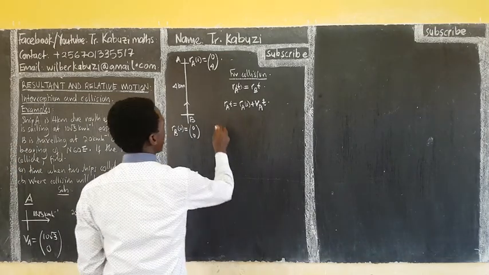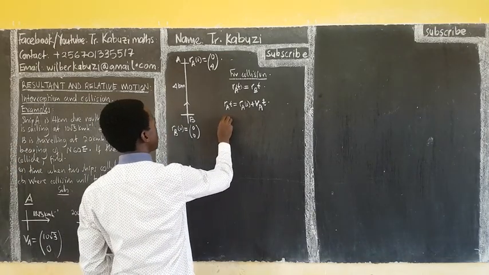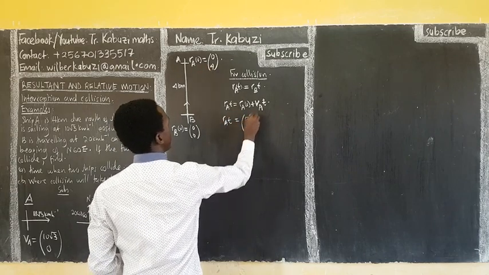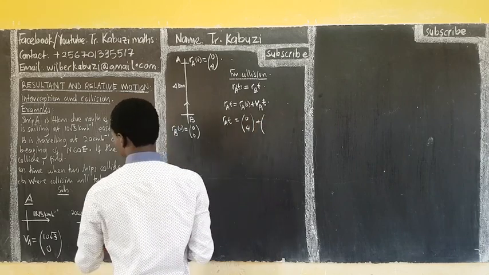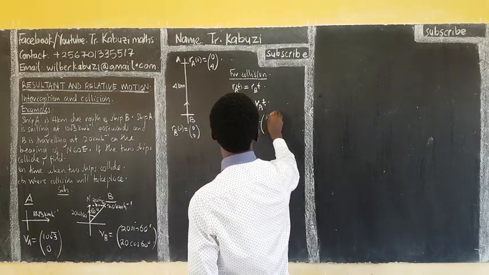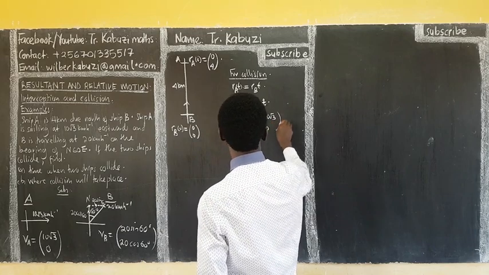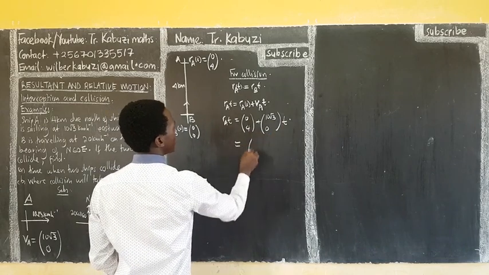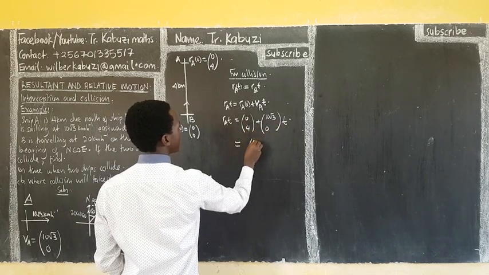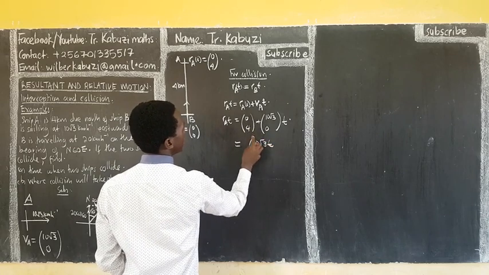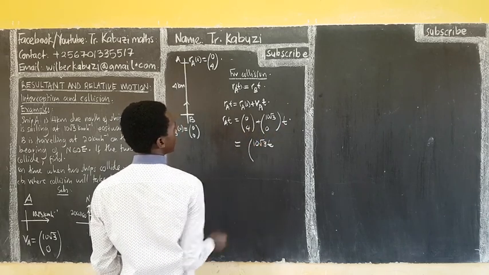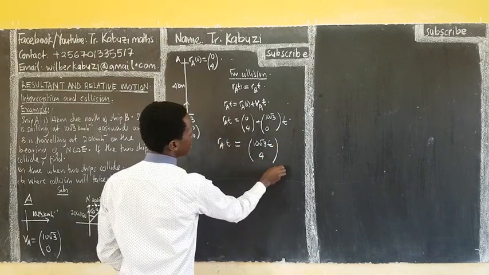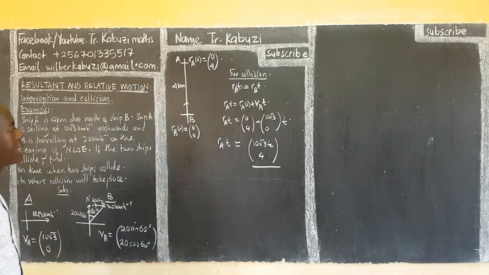Okay, so to get R of A at time T, R of A at T will be our 0, 4, plus the velocity of A, which is 10 root 3, 0, times T. And this will give us 0 plus this times this, so 10 root 3 T, then this plus this times this is 0, so we shall be remaining with 4. And this will be the displacement of A at any time T.